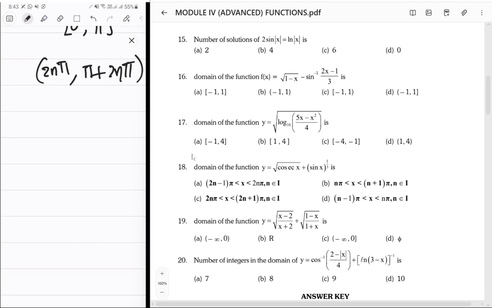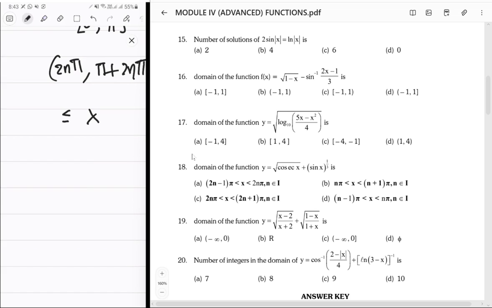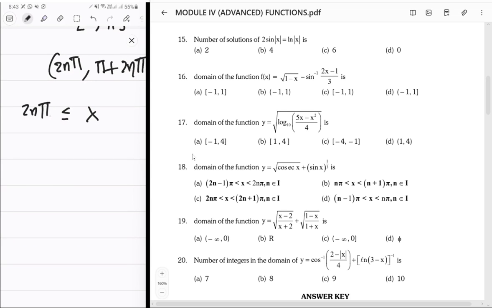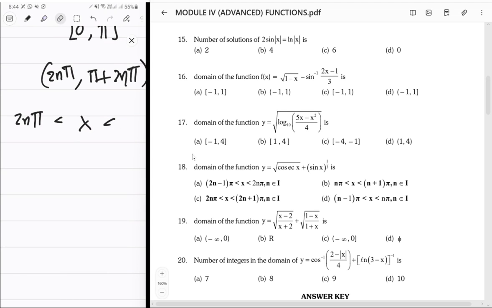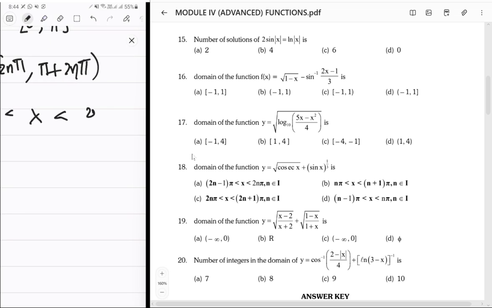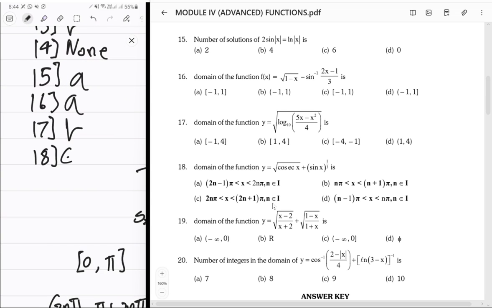So x is bigger than 2n pi and less than (2n plus 1) pi. That makes sense? Or you can go the other way around. Wait, what? 2 minus 1? No, no, no. I guess C is the correct one, and n belongs to integers. Cool. So C is the answer. Next question. 19th.